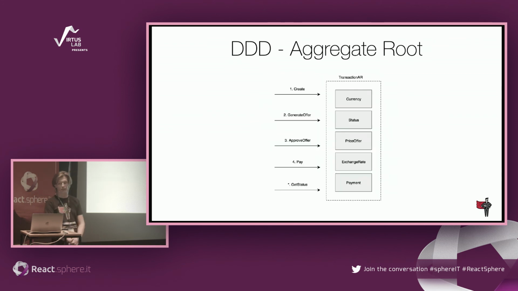So suppose that we have a transaction aggregate root. The transaction aggregate root is used for handling the transaction operation in our domain. It exposes an API to create a transaction, generate an offer for the transaction, approve the offer, pay for the transaction, and, for example, get the status of the transaction. Inside of this, we can find other value objects and entities like the currency of the transaction, status, the generated price offer, exchange rate, or payment.